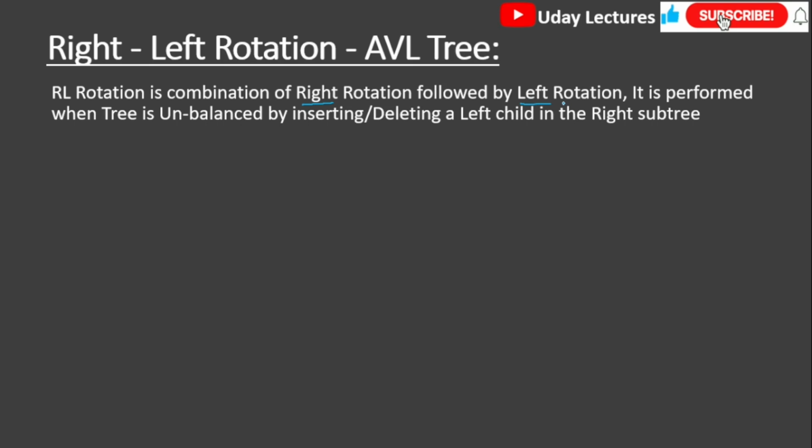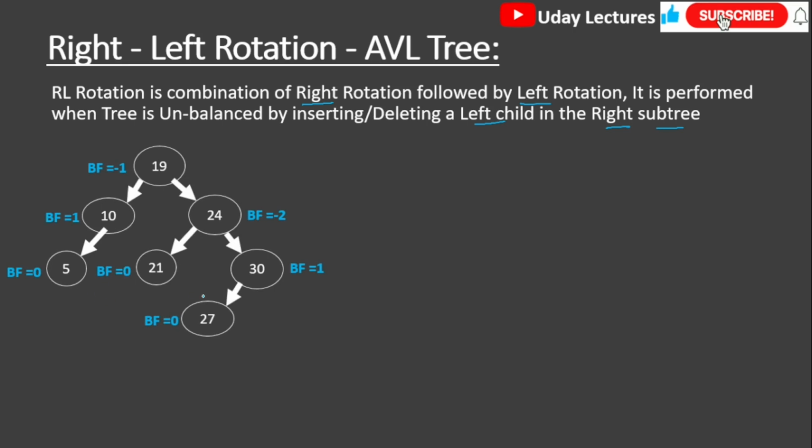It is performed when the tree is unbalanced by inserting a left child in the right subtree. So if the tree is unbalanced because we inserted a left child to the right subtree, that is when we perform this right left rotation. If you take this example, let us say I have inserted 27 recently, which is a left child of the right child of 24, the right subtree of 24. This is where the right left rotation comes into the picture.